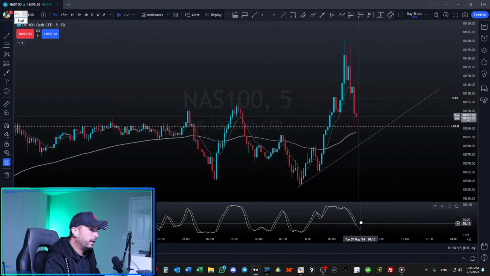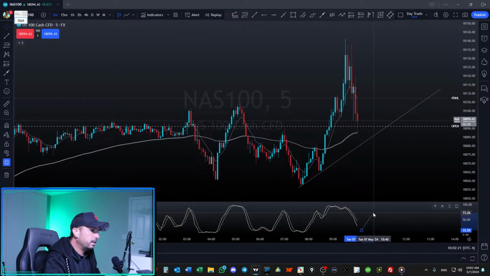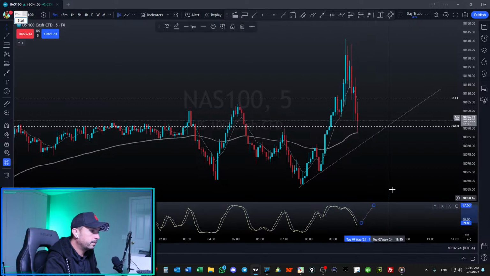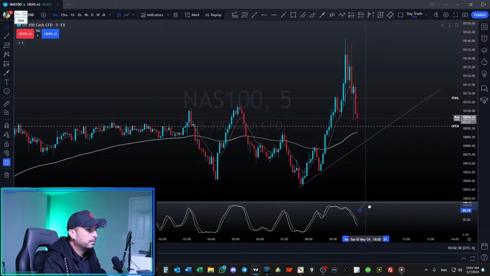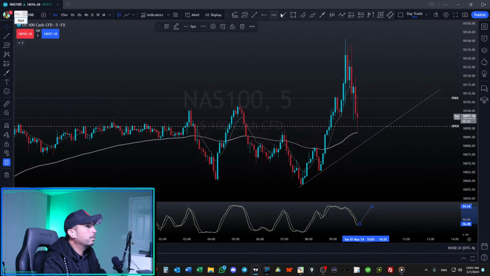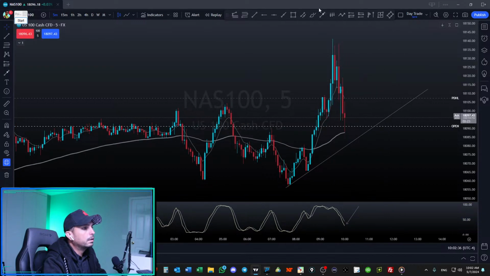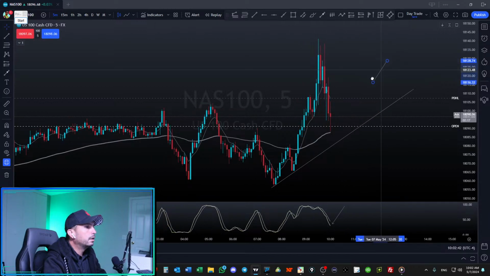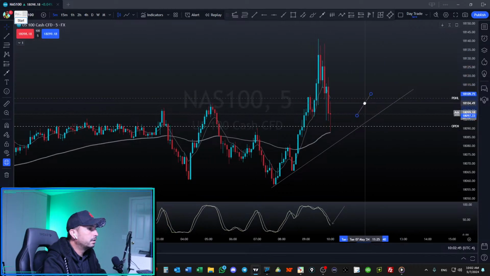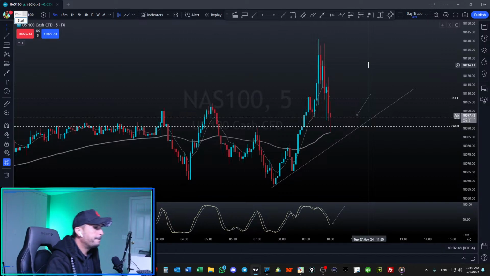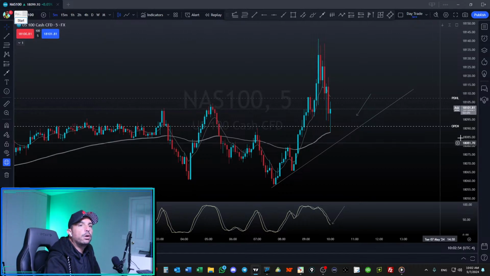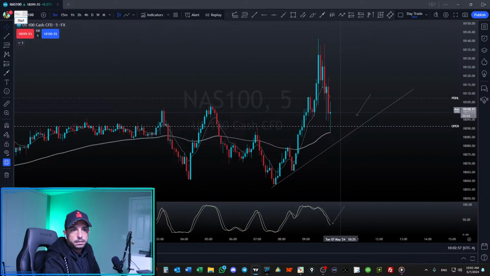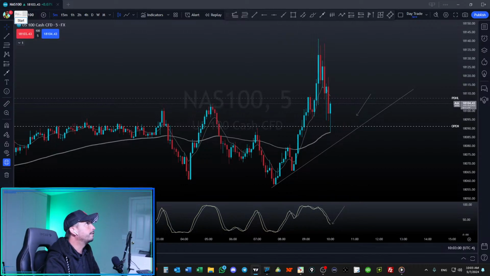So we're waiting. As we can see here, the stochastic is going down, which is what we want. I have to put another one here. All right, so that's what we want. And now we're waiting for the price to do something on this area. So we're gonna wait. I'm gonna try this live. After we try a couple trades on here, we're going to look at some other stuff.